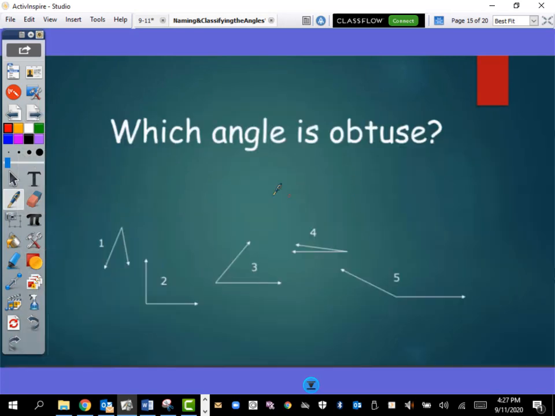Which angle is an obtuse? Is it 1, 2, 3, 4, or 5? Well, the correct answer is 5 because it's wider. Number 2 is a right angle. 1, 3, and 4 are acute.